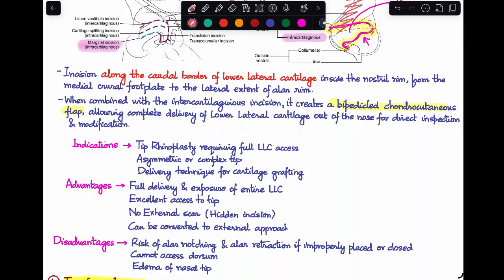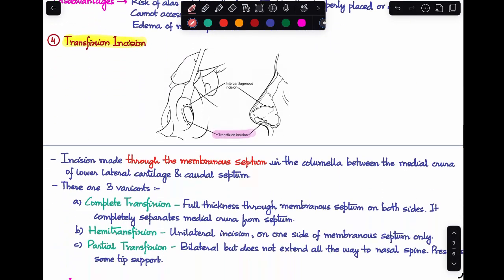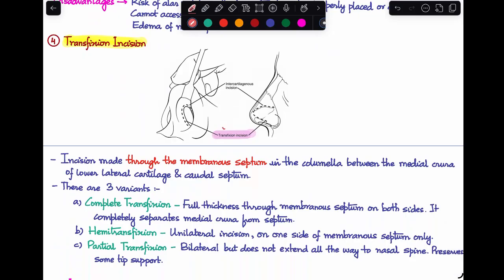Now these were the three endonasal approach incisions. Along with this, we have another incision to discuss here, which is the transfixion incision. This is something we already discussed when we were talking about septoplasty incisions, so we'll just quickly cover this. It is an incision that we make through the membranous septum in the columella, between the medial crura of the lower lateral cartilage and the caudal septum. The incision you see here is the transfixion incision, made through the membranous septum.